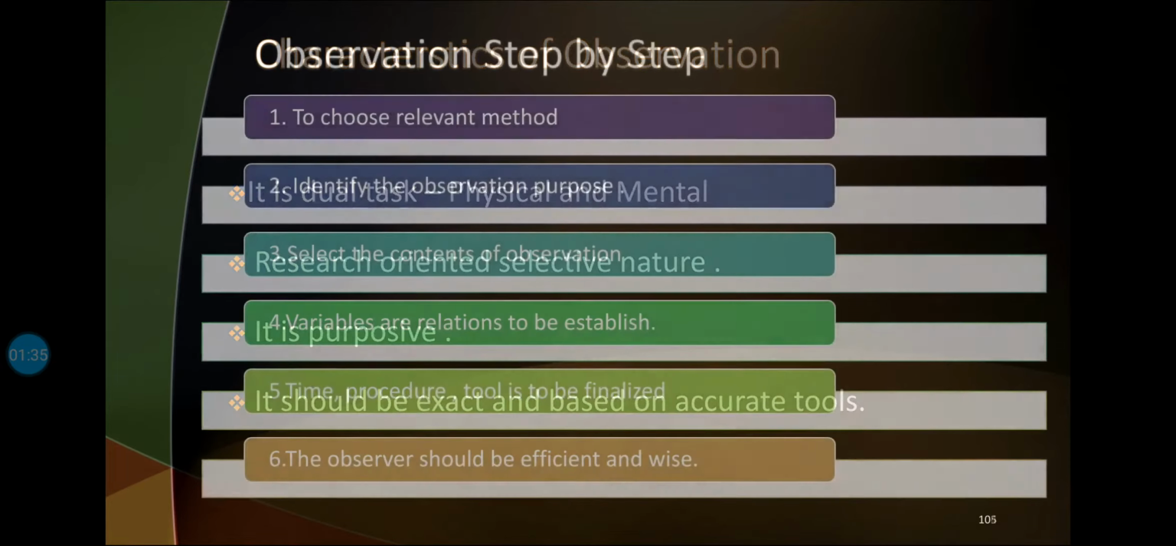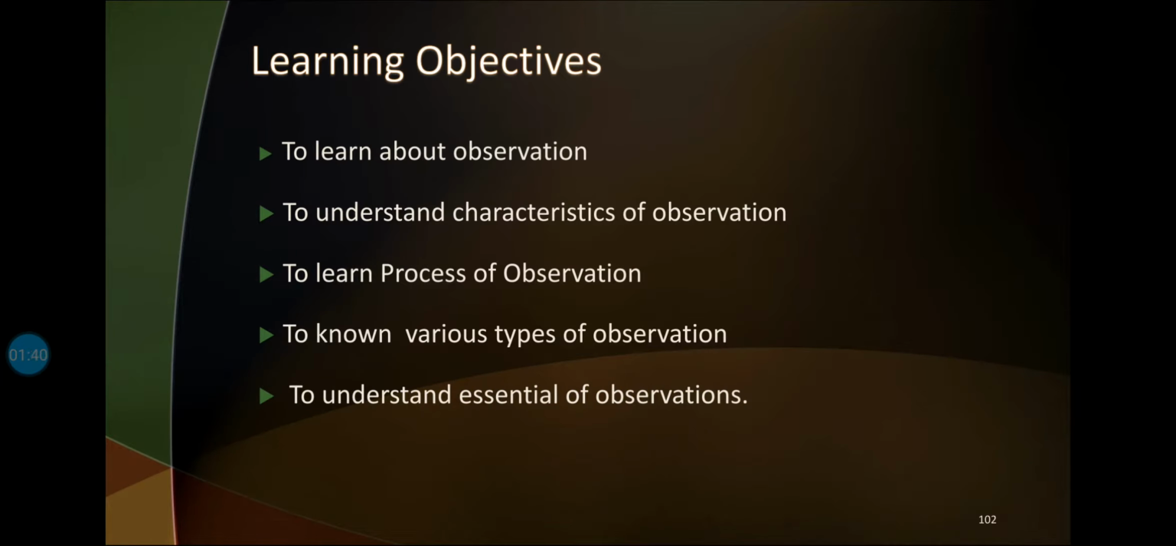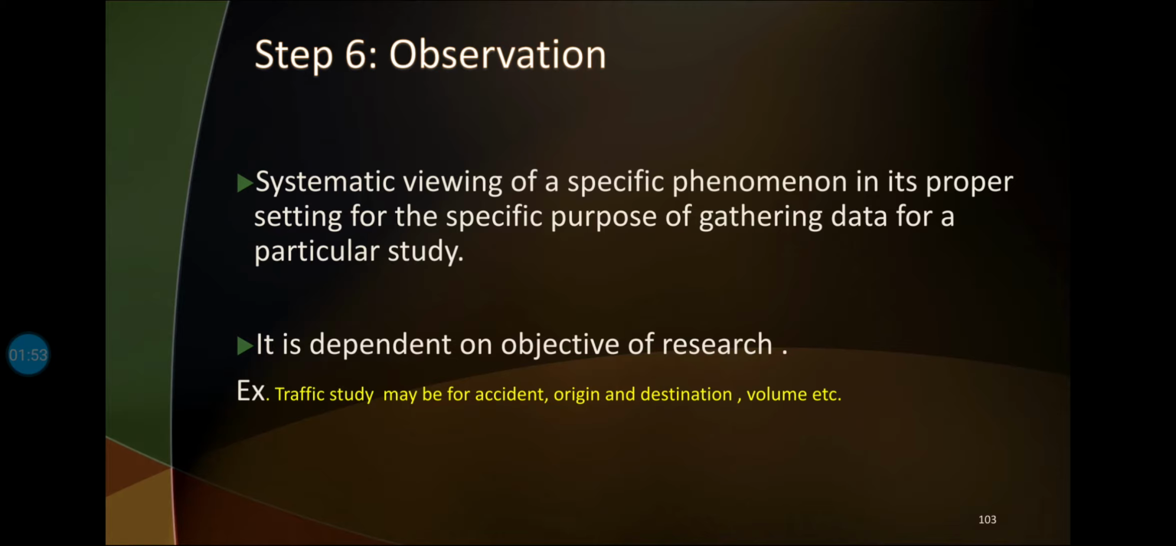So we have already discussed this particular part of data collection, in which we said that we need to collect the data, and when you try to collect the data, it is necessary that you should have a good observation. Observation of what? The observation related to various things. So first we will define observation. Observation is what? It is the systematic viewing of a specific phenomenon in its proper setting for the specific purpose of gathering data for a particular study. So to gather the data, you need to observe.